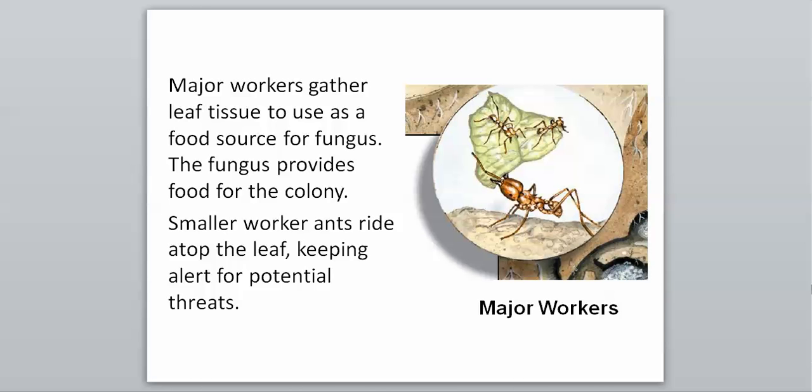So we have one type of worker that's known as the major worker, and their job is to gather leaf tissue to use as a food source for fungus, in which the fungus then provides food for the colony. And I think someone would have looked at this example earlier on in the year. Smaller worker ants will ride atop the leaf, and they actually keep alert for potential threats. So the big workers carry the leaves back to the fungus farm, and the smaller worker ants riding on top fend off any potential threats.